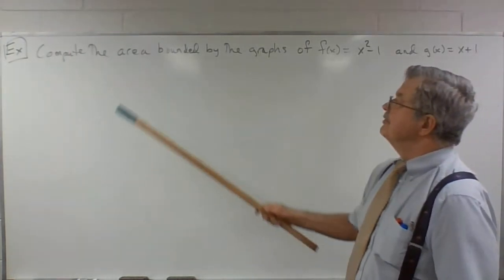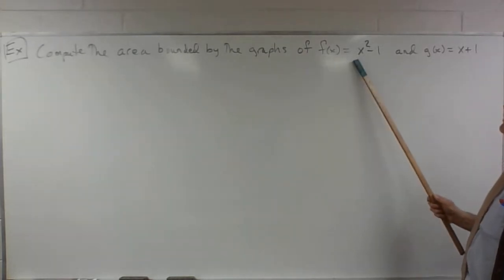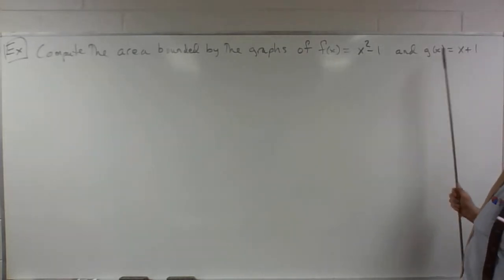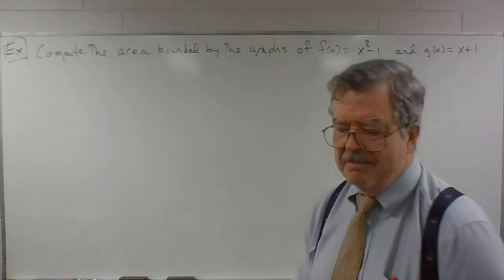We're going to be computing areas today using the Riemann sum method. And here's our first example. Compute the area bounded by the graphs of f of x equal x squared minus 1 and g of x equal x plus 1.